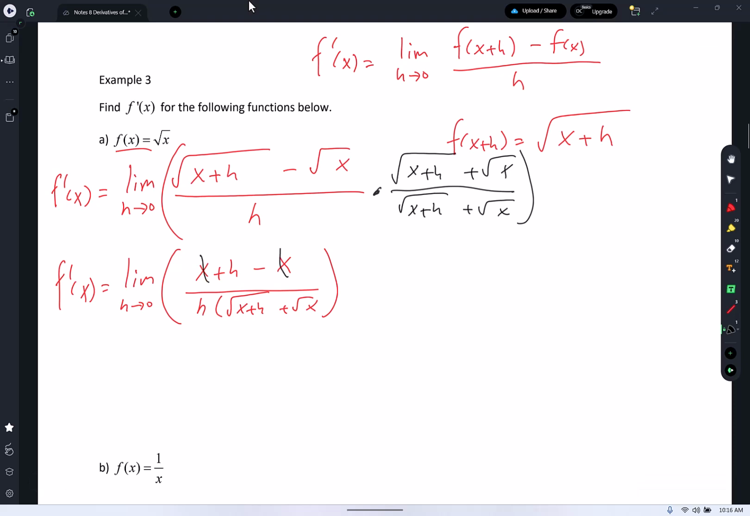Now that I've canceled out the x's, can I cancel out one of my h's? Heck yeah, we can. Bam. Now I can do direct substitution. I have a 1 in the numerator. H is approaching 0, so I get square root of x plus square root of x. How many square root of x's do you have? 1 over 2 square root of x. F prime of x equals 1 over 2 square root of x.